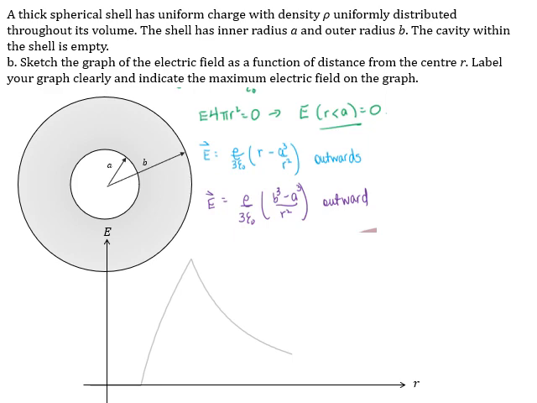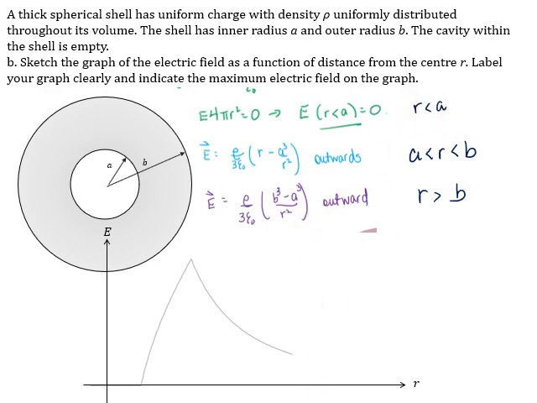So we know the electric field in 3 spots. If r is less than a, the electric field is 0. If r is between a and b, it's rho divided by 3 epsilon naught times r cubed minus a cubed over r squared. And if r is bigger than b, we know that the electric field is rho over 3 epsilon naught times b cubed minus a cubed divided by r squared, where the electric field is non-zero, it points outwards.